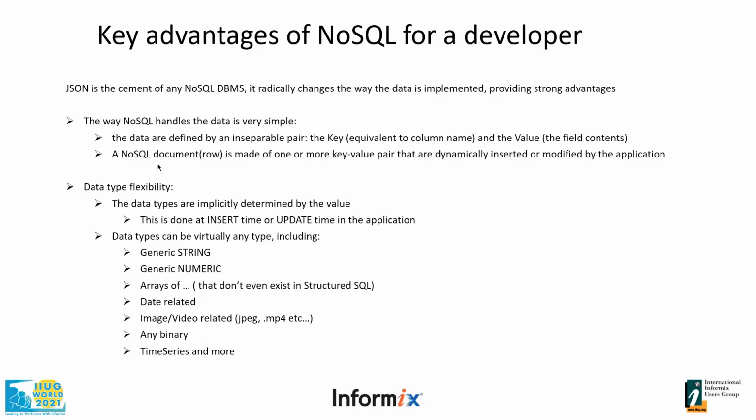So a NoSQL document, or read it, a row, is made of one or more key value pairs that are dynamically inserted or modified by the application. So you can really have complex structure inside a column, and per row, I mean, if you have many rows, you have many instances in there. So what are the main advantages of this? First one is data type flexibility.